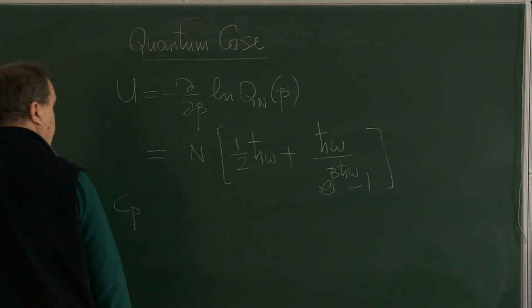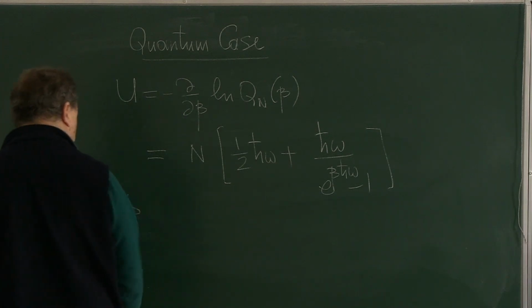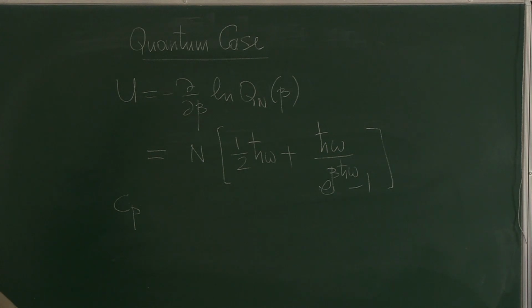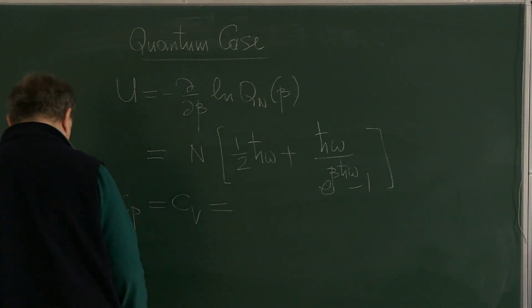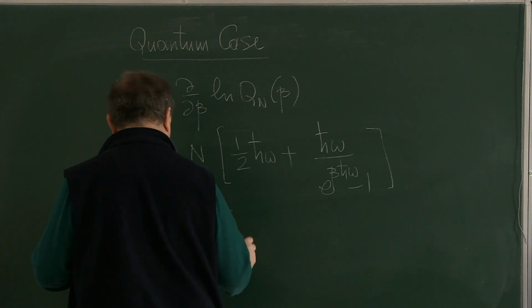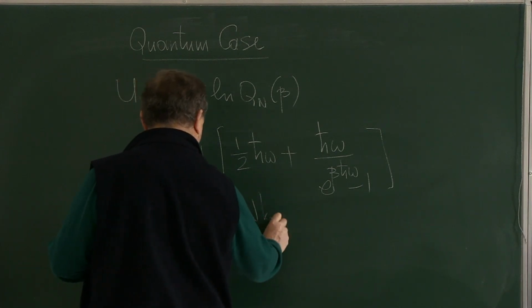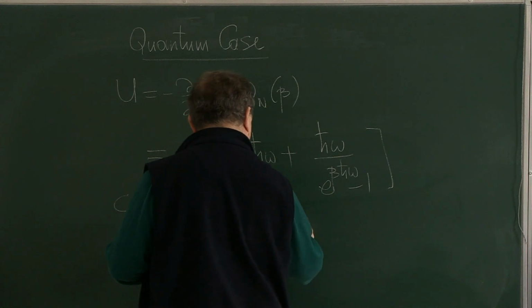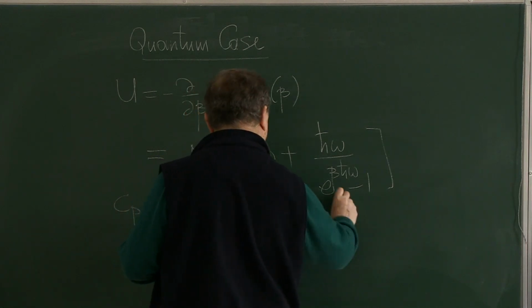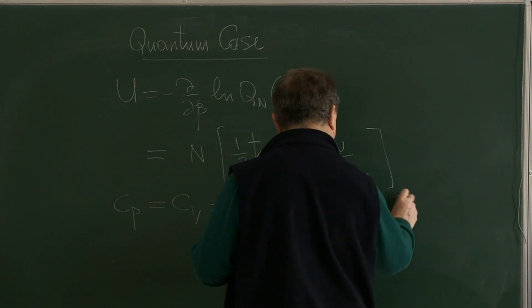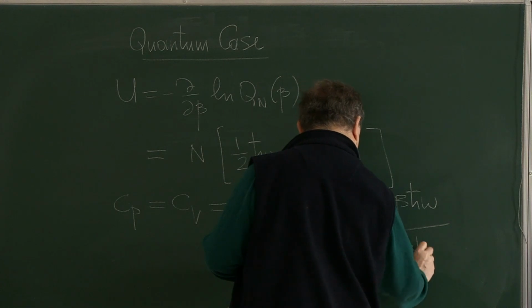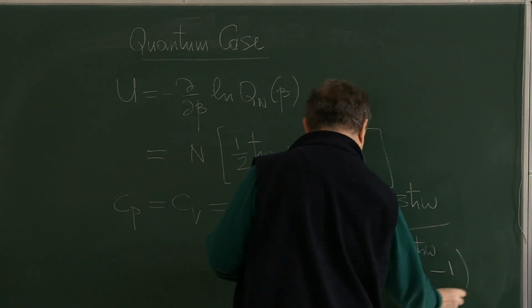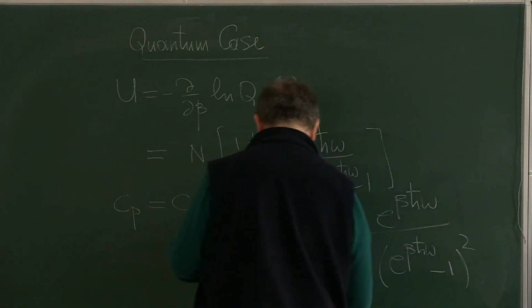And since pressure is 0, U and enthalpy, internal energy and enthalpy, are equal. Cp and Cv must be equal. And it becomes something like this: N kB (βħω)² e^(βħω) over (e^(βħω) − 1)².